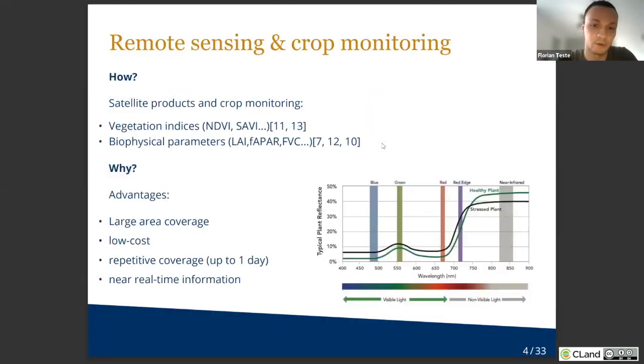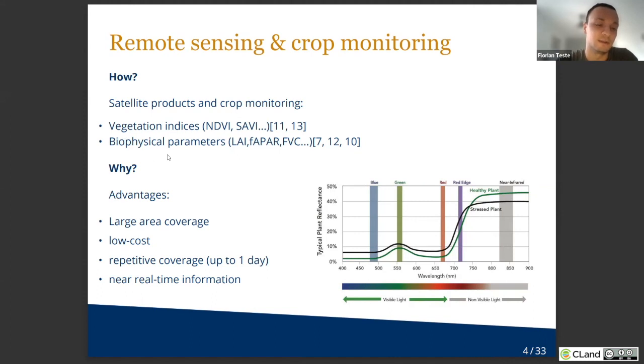So how do we monitor the crop? Well, it's mainly based on the spectral signature. If you look at the plot at the bottom, you will see that, for example, a healthy plant will have a stronger reflectance in the near infrared than a stressed plant, while a stressed plant will have a stronger reflectance in the red than a healthy plant. Mainly based on these characteristics, you can then compute some vegetation indices, such as the normalized difference vegetation index, the soil adjusted vegetation index, and many more.